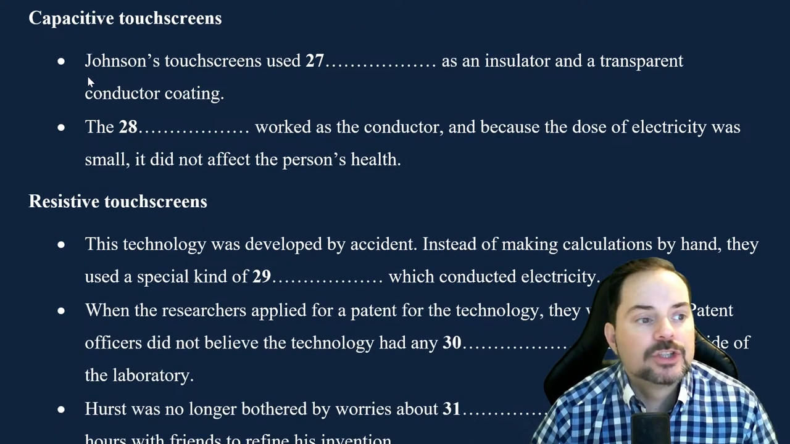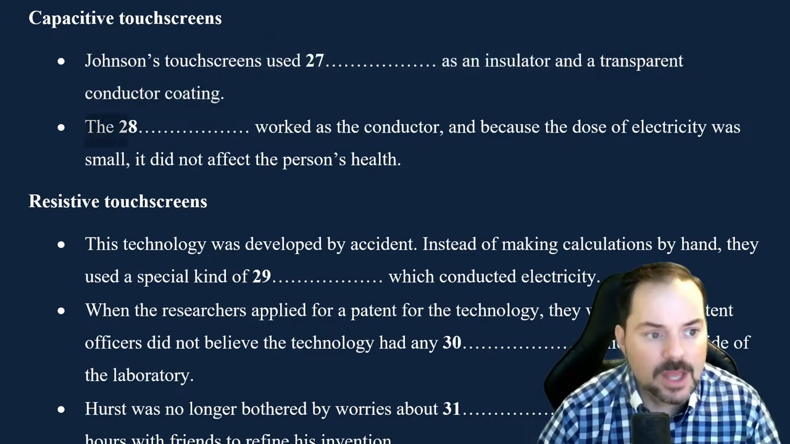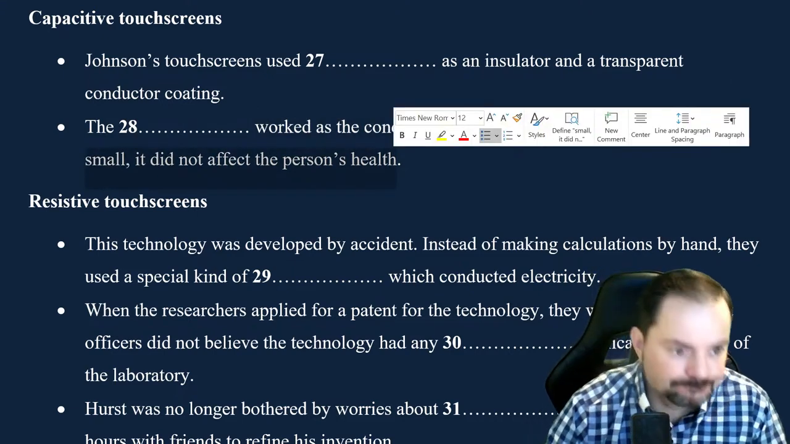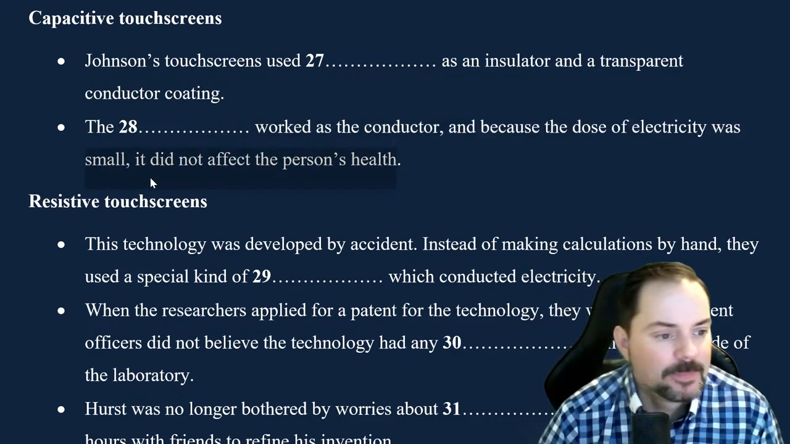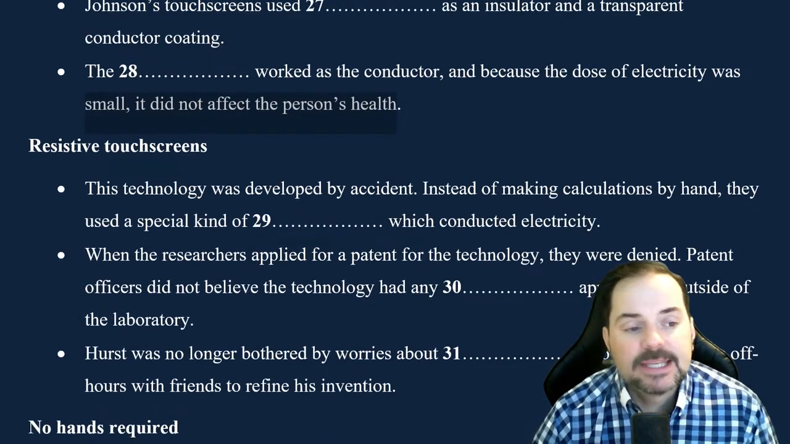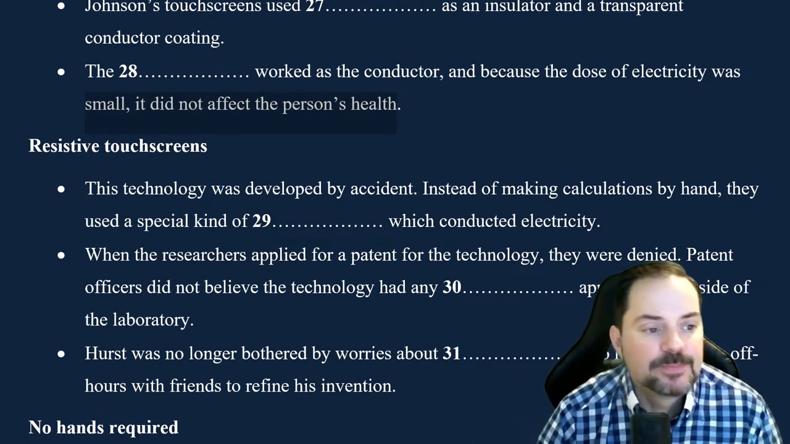Okay, Johnson's touchscreens used something as an insulator and transparent conductor coating. The something worked as the conductor, and because the dose of electricity was small, it did not affect the person's health. Or so we believe, right? Now, when you're doing these, read quickly. Don't worry about the blanks yet. We'll figure those out after we read the passage.